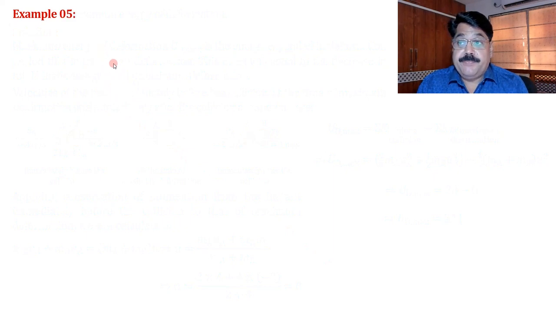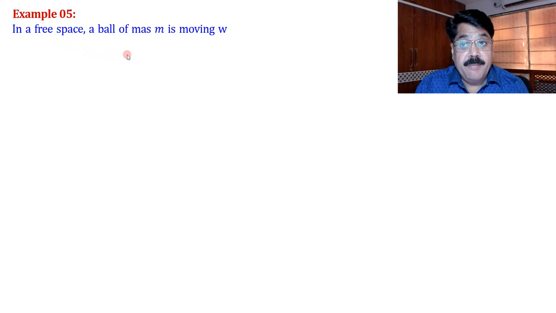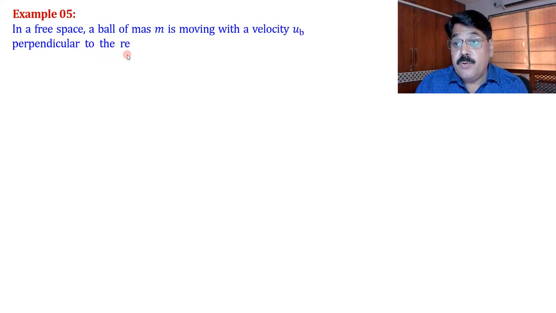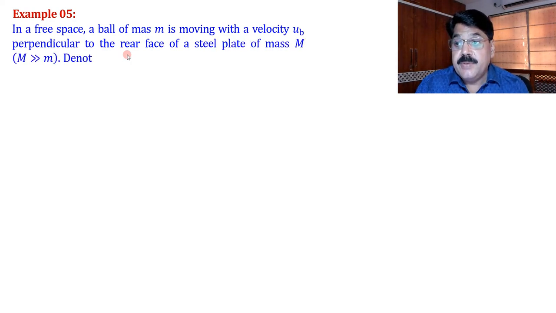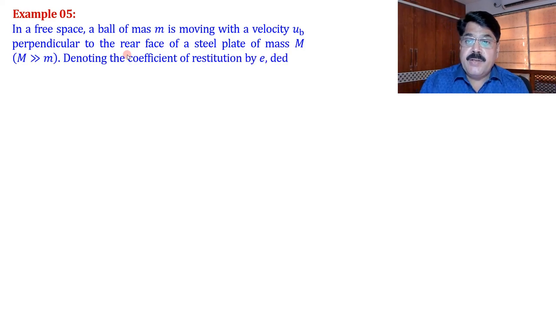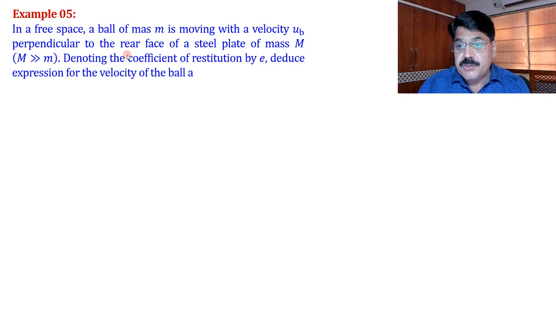Example 5. In free space, a ball of mass small m is moving with velocity Ub perpendicular to the rear face of a steel plate of mass capital M. Capital M is much larger than small m. Denoting the coefficient of restitution by E, deduce an expression for the velocity of the ball after the collision.